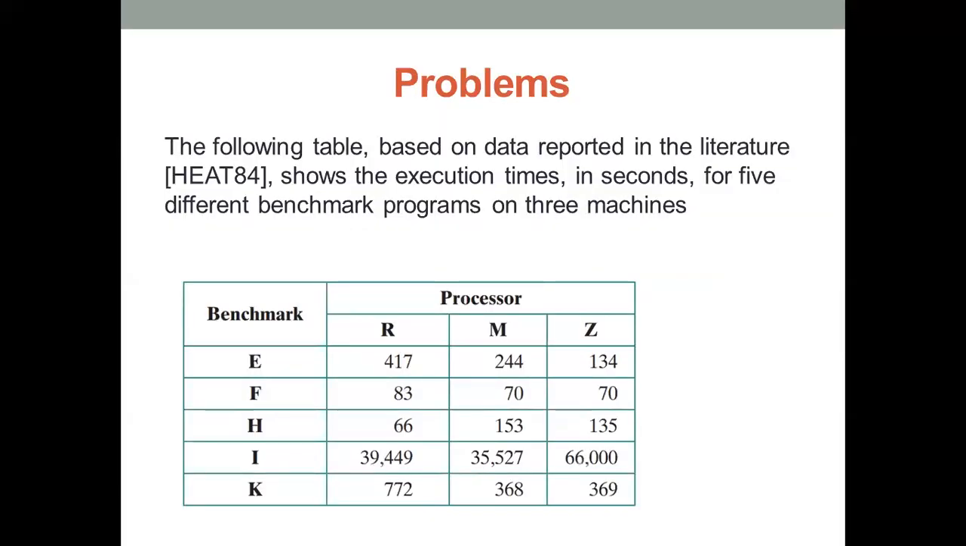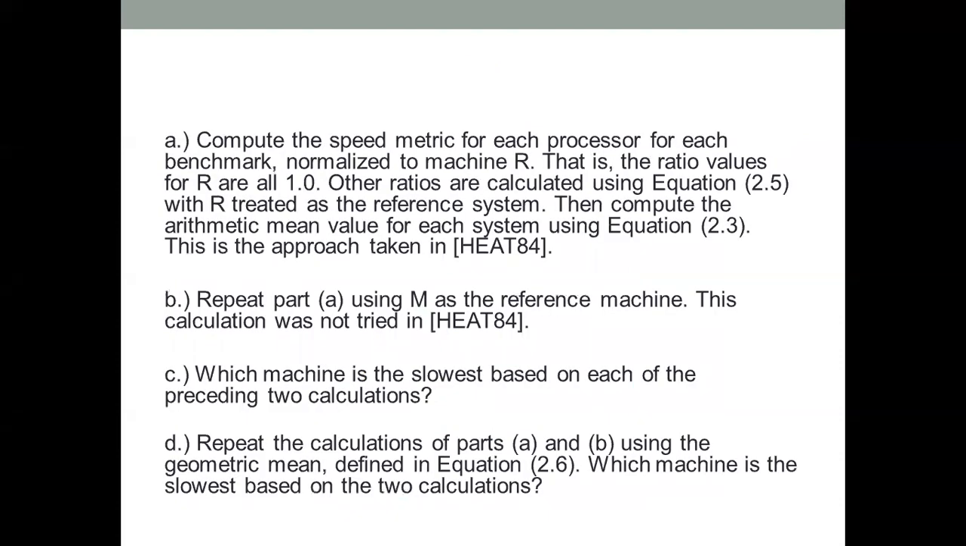So perhaps this is the last problem. The following table, based on data reported in the literature, HIT 84, shows the execution times in seconds for 5 different benchmark programs on 3 machines. We have a table over here, and the question is: compute the speed metric for each processor for each benchmark. Normalize to machine R, that is, the ratio values for R are all 1.0. Other ratios are calculated using equation 2.5 with R treated as the reference system.